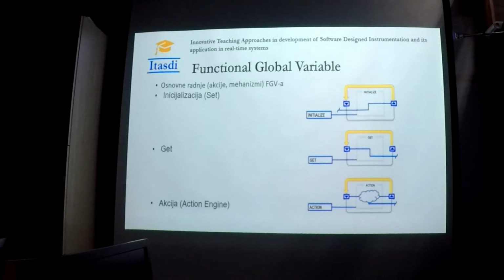So what will happen in case something happens that needs to be, let's say, saved or triggered or counted or something like that. So this is the action. So some particular piece of code that is different from simple read and write, but that performs some action that this functional global variable is really intended for.